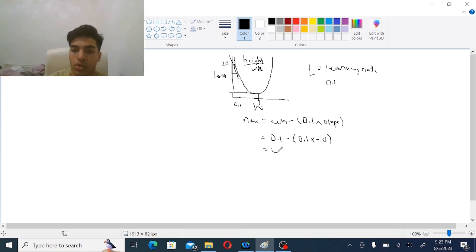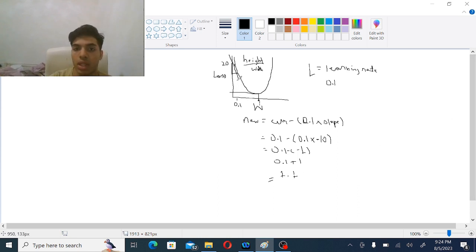So this simplifies to 0.1 minus 0.1 times minus 10, which is minus 1. So we're subtracting minus 1. So 0.1 minus minus 1. We have two minus signs, so minus minus will become plus, so it's 0.1 plus 1, which will be 1.1. Now let's have a look at the graph to see if that's correct.